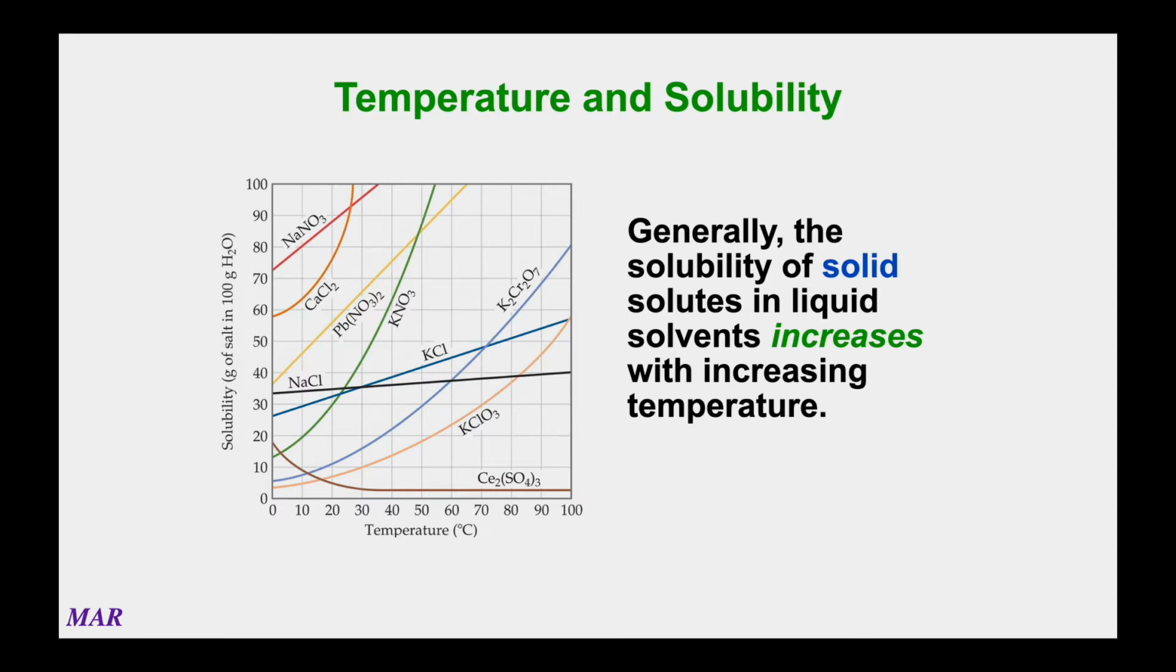Generally speaking, the solubility of solid solutes in liquid solvents will be increasing. And we saw this picture earlier. And again, for most compounds, the solubility goes up as the temperature goes up. That's a generally good rule of thumb. There are exceptions, though. We saw that cerium sulfate thing down below. That would be an example of a compound that actually decreases its solubility with increasing temperature.